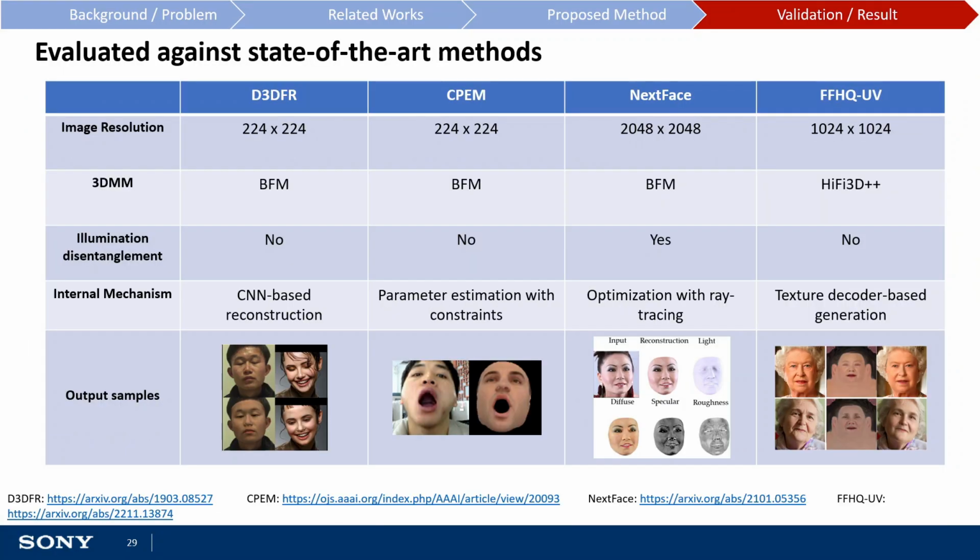Authors evaluate and compare their method against state-of-the-art methods: 3DDFR, CPEM, NextFace, and the RGB fitting method proposed in FFHQ-UV. These methods offer a wide range of diversity in terms of internal mechanism of operation, ranging from CNN-based reconstruction to parameter estimation with constraints, ray tracing-based optimization, and texture decoder for generation. All of these methods, except NextFace, fail to accurately disentangle illumination variation from generated texture.